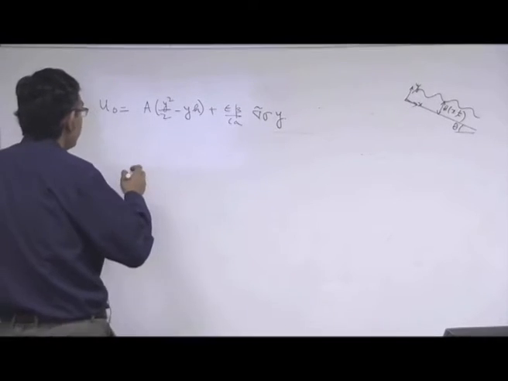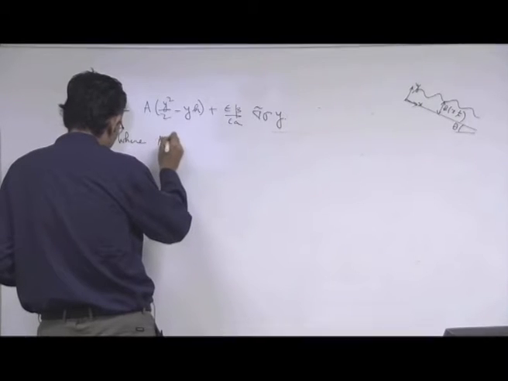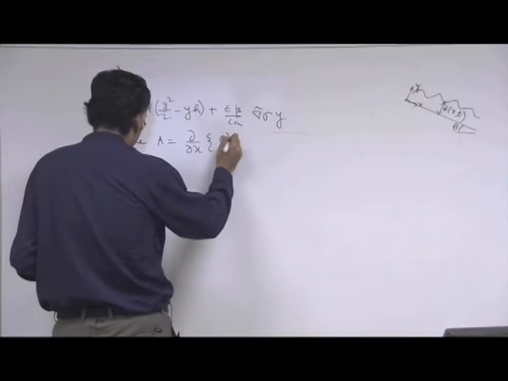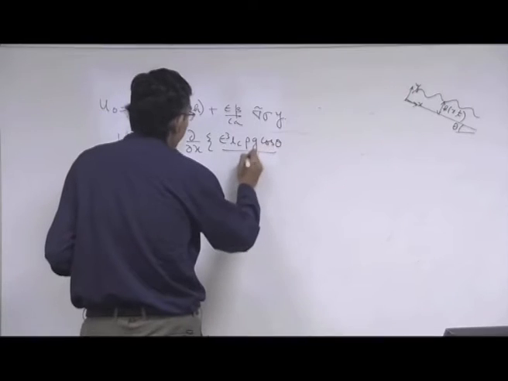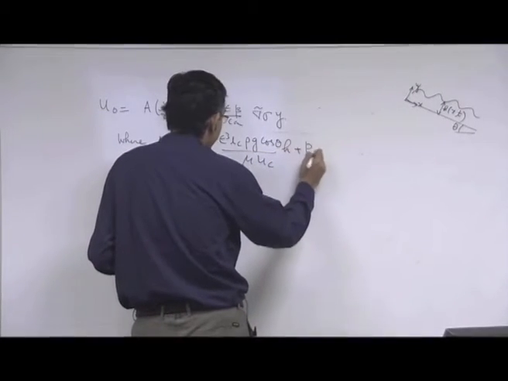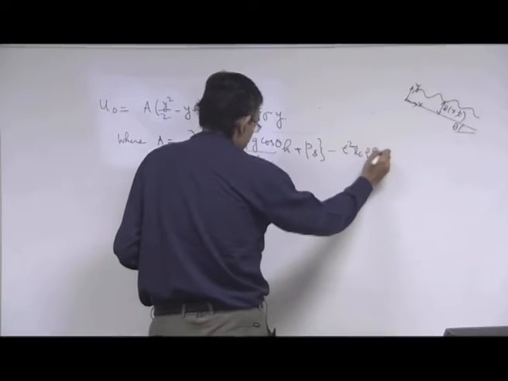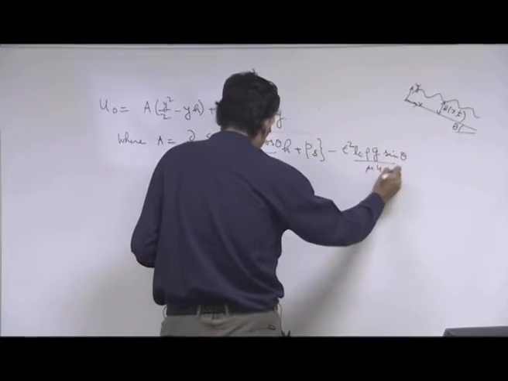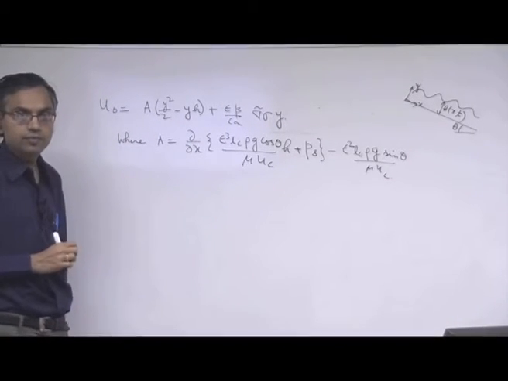So, what is A? Where A is equal to del x of epsilon cube LC rho g cos theta by mu UC H plus PS minus epsilon square LC rho g sin theta by mu UC. So, A is also a function of x and time.